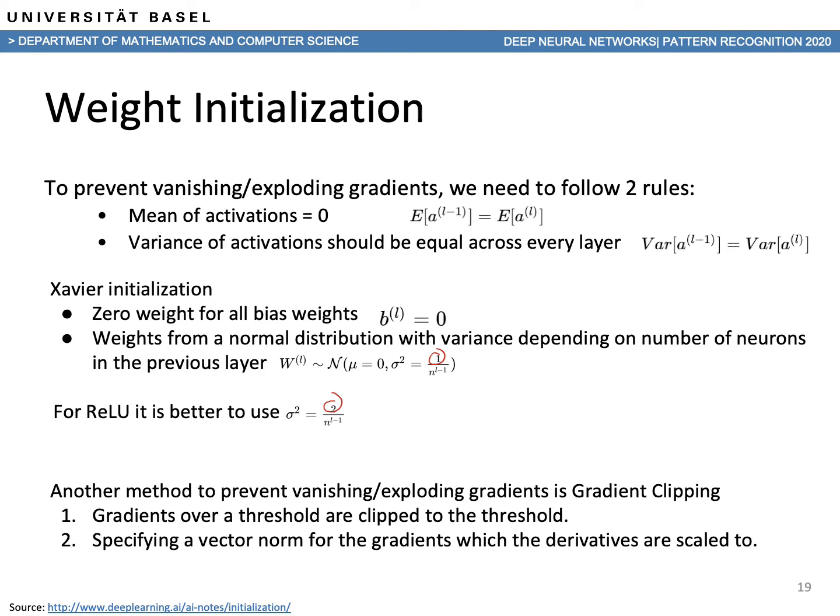Alternative methods, which at least I'm not aware have been used that much, is gradient clipping. So if you see a gradient over a certain size, then you clip it to a certain threshold, or you can also specify a vector norm that the gradient is scaled to. But I think that weight initialization, especially using the Xavier initialization, is much more used in practice.